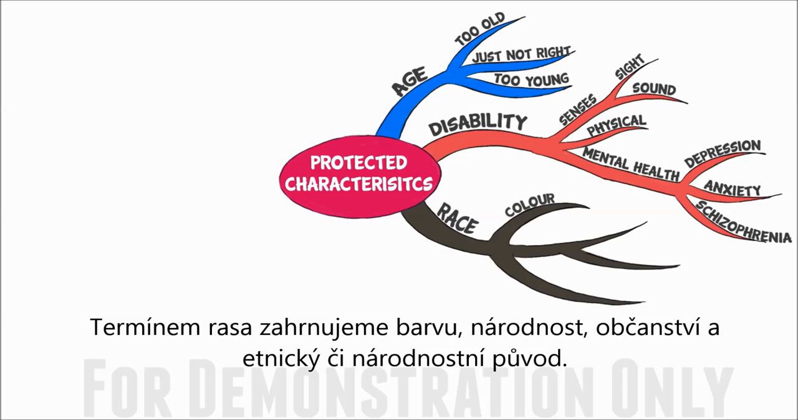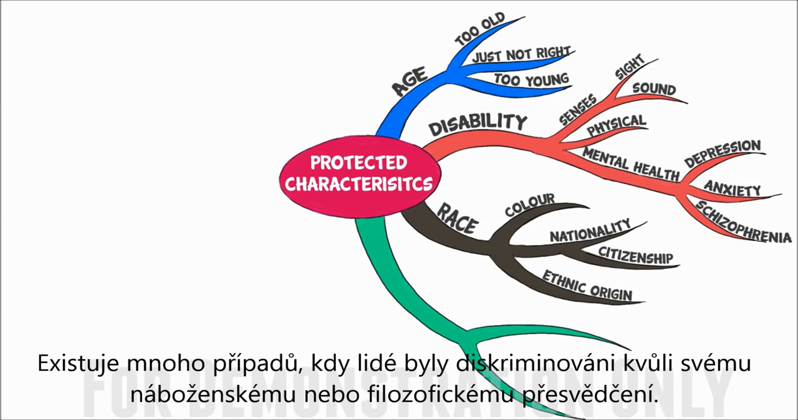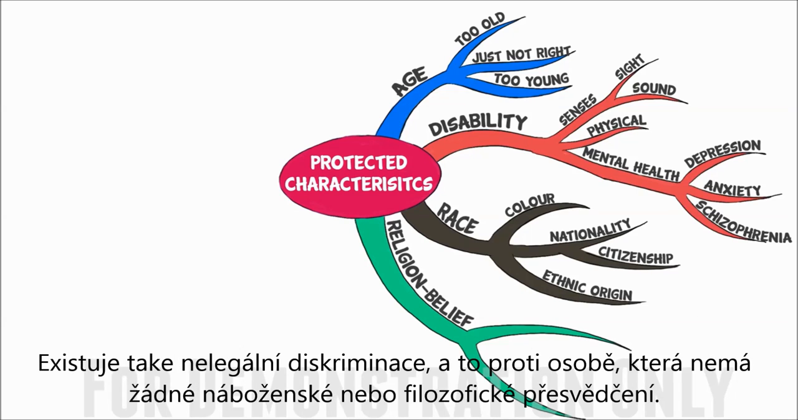Race includes colour, nationality, citizenship, and ethnic or national origins. There are lots of cases where people have been discriminated against because of their faith or religion, but it's also illegal to discriminate against someone because they have no faith.